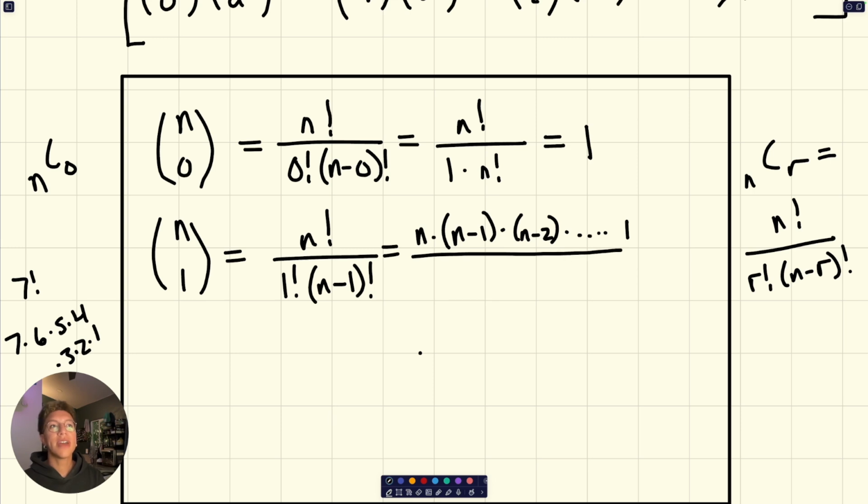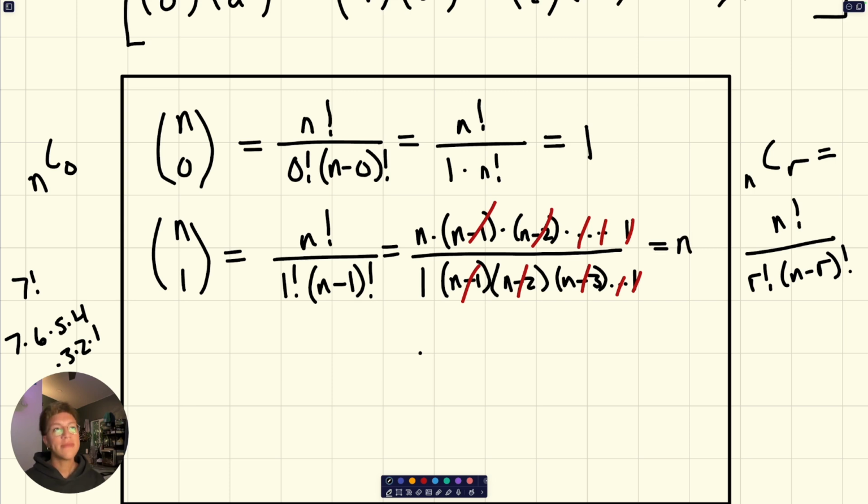On our bottom, we have 1 factorial, which is just 1. And then we have n minus 1 factorial, so that's n minus 1, and then a number that's 1 smaller than that is going to be n minus 2, and then again, 1 smaller than that. That continues all the way down to 1. And so we can simplify this whole expression by canceling all of the like terms. So our n minus 1, n minus 2 will cancel all the way down to 1 for those two. And that leaves us with a really simple result. This is just n.